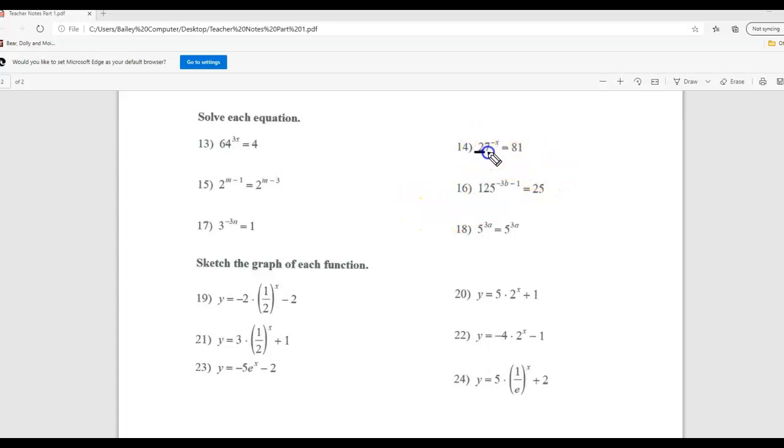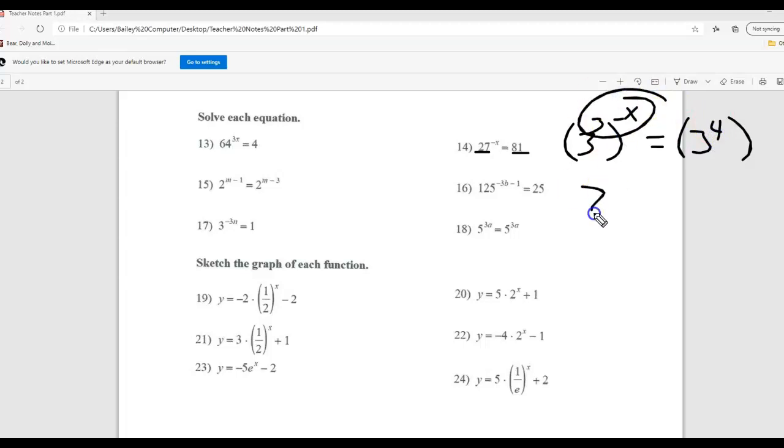Now number 14, I want to change 27 and 81 so that they have the same base. And once again, if you took the time to have a table of exponential expressions written out, you would see that both of those can be rewritten to have a base of 3. 27 can be changed into 3 to the third power, and 81 can be changed into 3 to the fourth. Once again, you're going to multiply these exponents here, so you end up with negative 3x in the exponent.